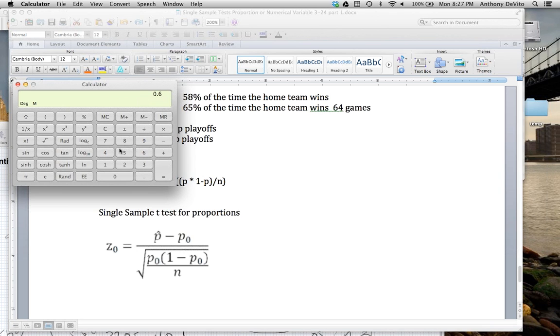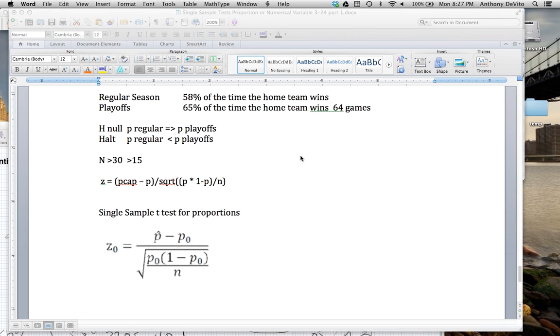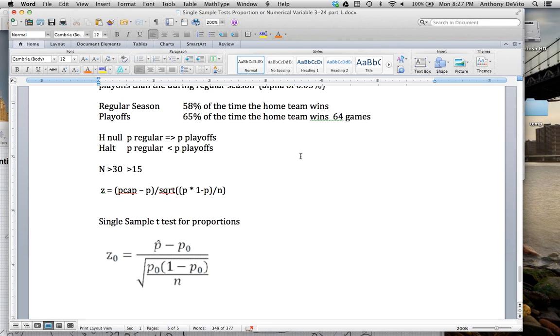65%. 40. Oh, so say 41 games. How many games does that leave for the other team to win? 64 less 41 is 23 games, right? So both sides are greater than 23, greater than 15. So we can go ahead and do this.